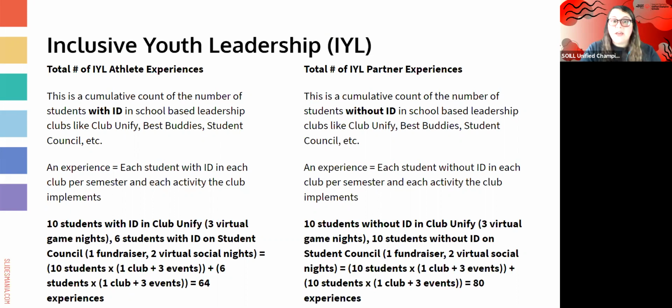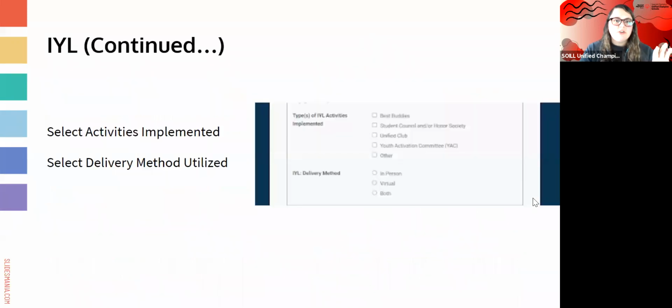This is it. So in the past, our inclusive youth leadership has been a bunch of different columns like Best Buddies and summit and all these different things. This is it. This is all we look for. And then what you'll do is you'll go to the next page and you'll look at this. So we've got Best Buddies, student council, honor society. So if you've got NHS or NJHS or junior national honor society, a unified club, youth activation committee, anybody who's attended summit, that's going to be an other. That is on our national form. That is not an option for inclusive youth leadership, but we're going to add it as an other.